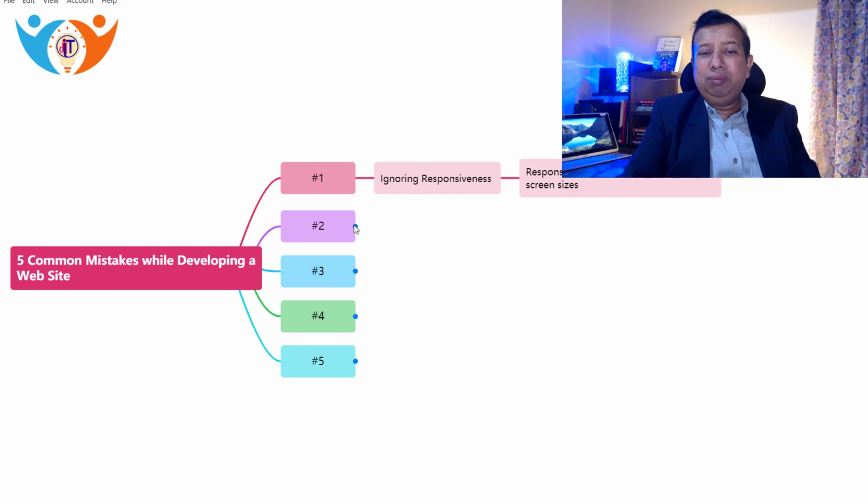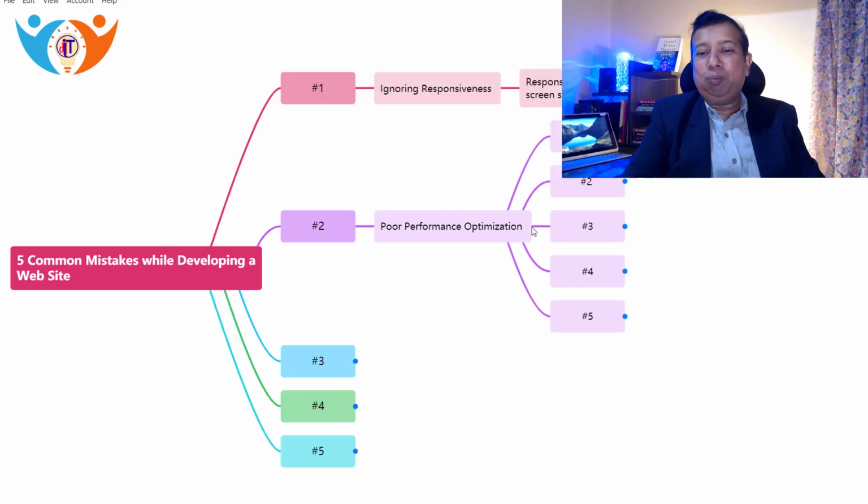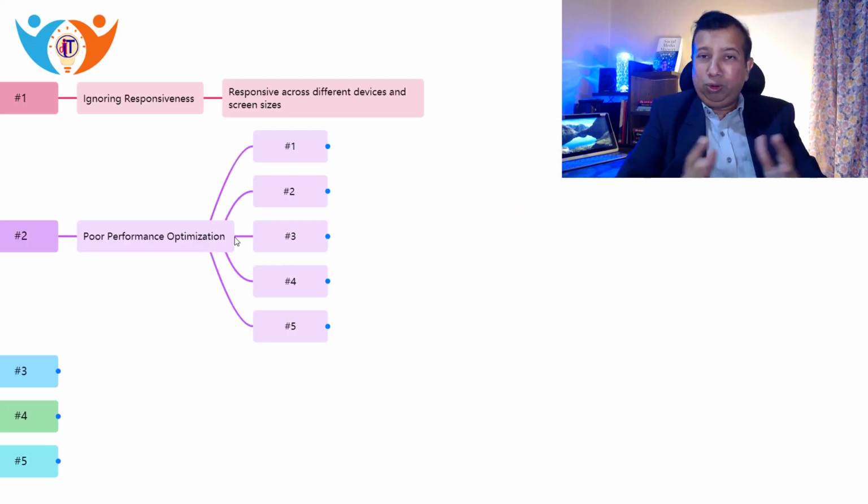The second common mistake that people make is poor performance optimization. Now this point we have to understand in detail. Your website must perform properly, and for that purpose performance optimization is very important. And to understand this performance optimization, we need to understand 5 different types.